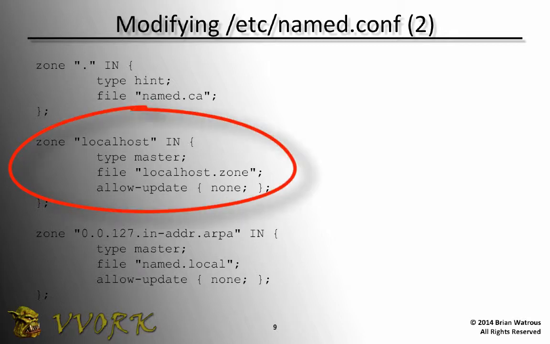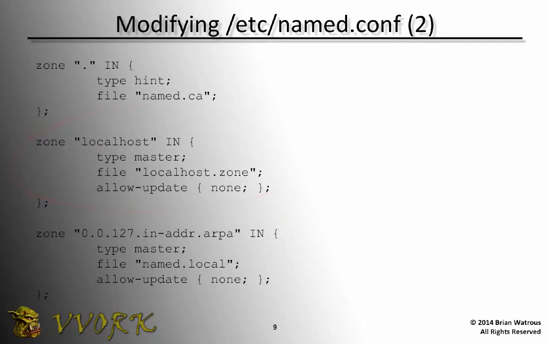The next zone, actually the next 2 zones, have to do with what you might call localhost. So this second zone here, the one that says zone localhost in blah blah blah, is essentially saying that if anybody attempts to do a forward lookup on the name localhost, then the file localhost.zone is where we'll find out the corresponding IP address, which you and I know is 127.0.0.1. If you look in that file, you'll see that's exactly what that file is saying.